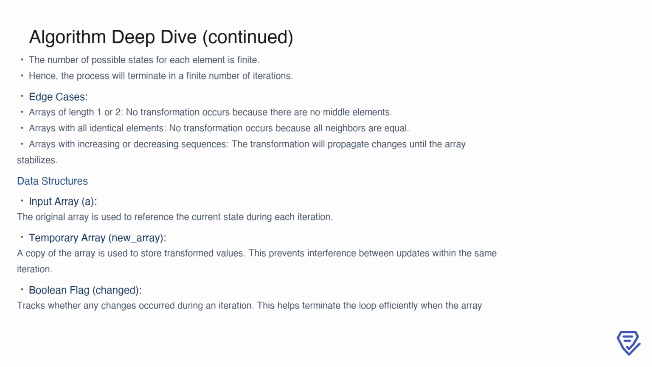When considering edge cases, arrays of length 1 or 2 don't undergo any transformations since there are no middle elements to process. Similarly, arrays with all identical elements or strictly increasing or decreasing sequences will stabilize quickly, as there are no conflicting neighbor relationships. To implement this, we use a few essential data structures: the input array A to track the current state, a temporary array new_array to store the transformed values, and the Boolean flag changed to monitor whether any updates occurred within an iteration.